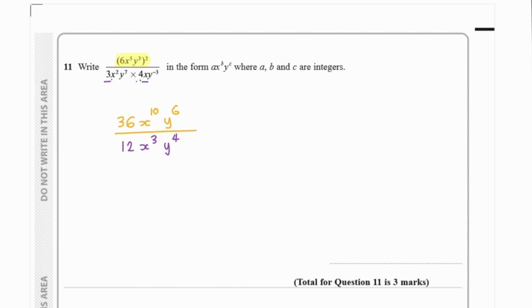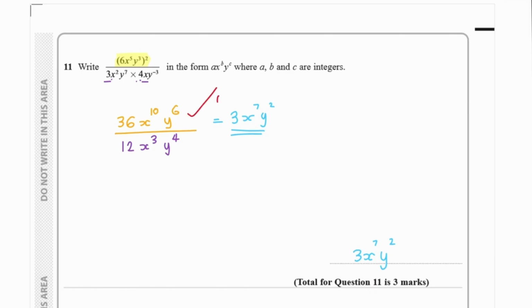36 divided by 12 would give us 3. X to the power 10 divided by x to the power 3 would mean we have to take away. So 10 take away 3 is 7. So we would have x to the power 7. And for the y powers, we would also have to take away. So 6 take away 4 would give us 2. So our final answer for this question is 3x to the power 7 y squared.